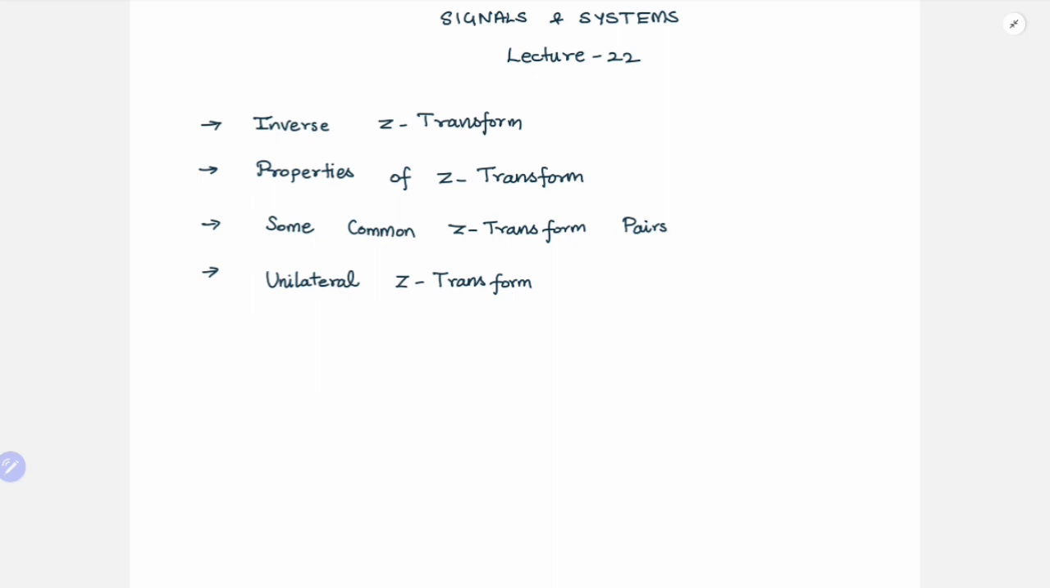In this video, we will be learning about the methods of finding the inverse Z transform and then see about the properties of Z transform, and also we'll see some common Z transform pairs, and finally we'll take a look at unilateral Z transform. So let's get started.